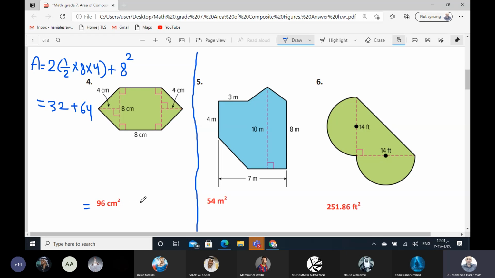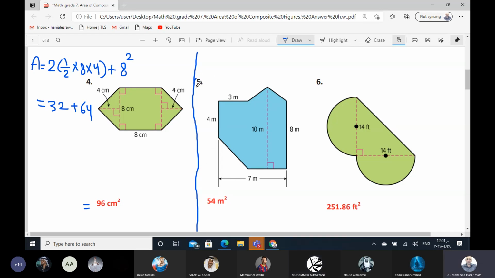Who has centimeter squared? Who has any question here? No, Mister, it's clear. Okay. It's clear.